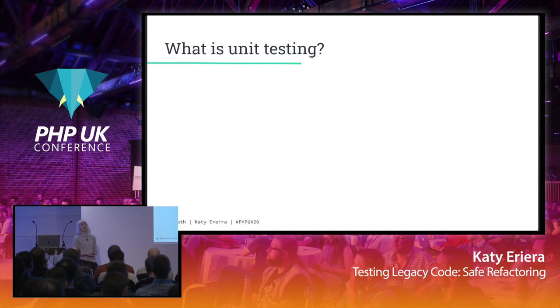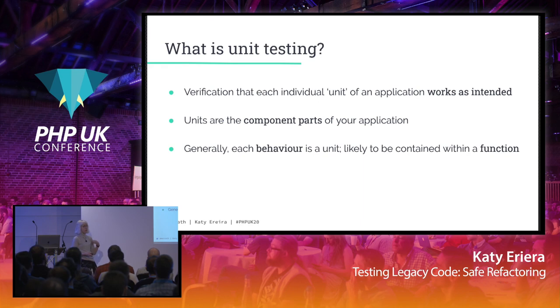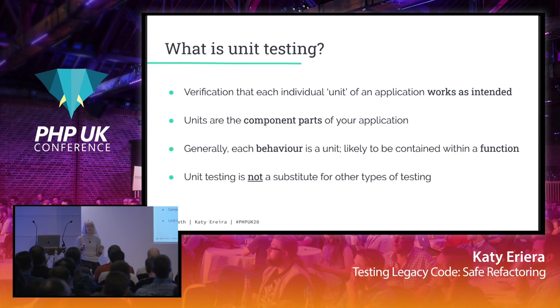Unit testing is also what I'm going to cover today. Unit testing is the verification that each individual unit of your application works as you intended it to. A unit would be a component part of your software application, for example, a function or a piece of behavior. And just a small note here is that I am going to be talking about unit testing during this presentation, but unit testing is not a substitute for all other types of testing. There are lots of different ways to test your code and your application, and this is just one of them, so please bear this in mind.